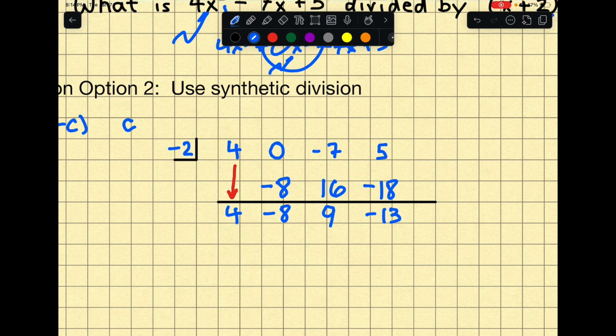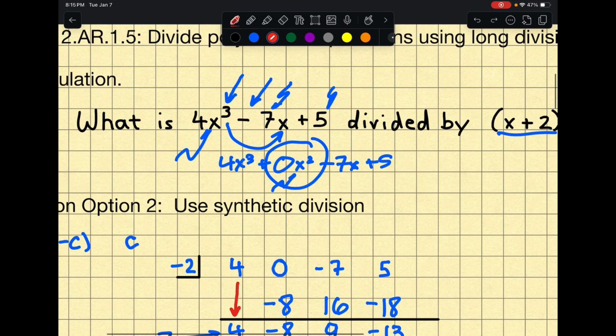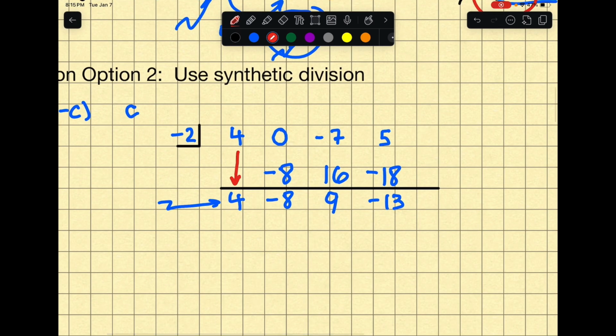Now what you notice, this looks very similar to the answer that we got in the previous video using long division, and that what we created is the coefficients. We found the coefficients of the answer. And the way you state the answer is whatever degree the original polynomial was, which in this case was a degree 3, because we divided it by an x to the power of 1, the answer has to be a degree 2.